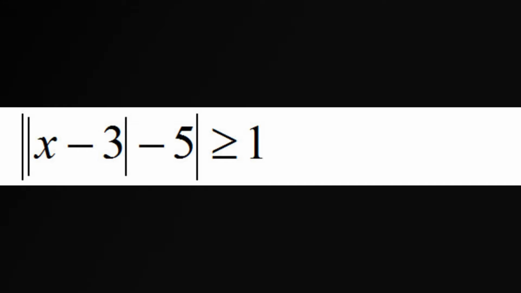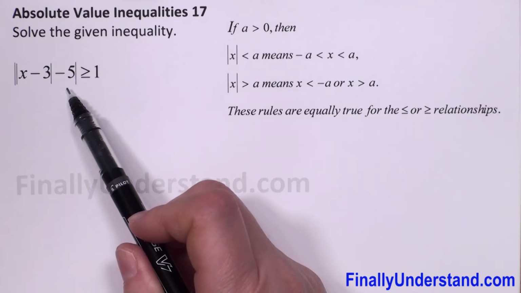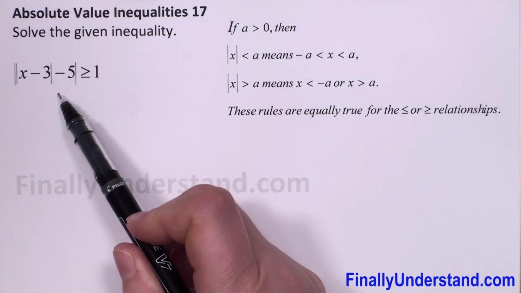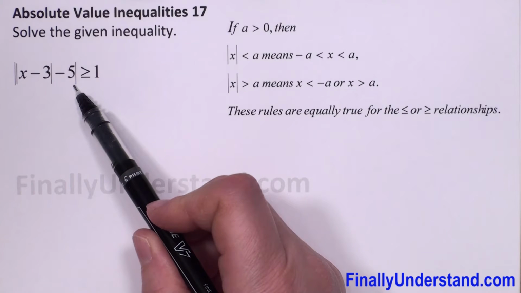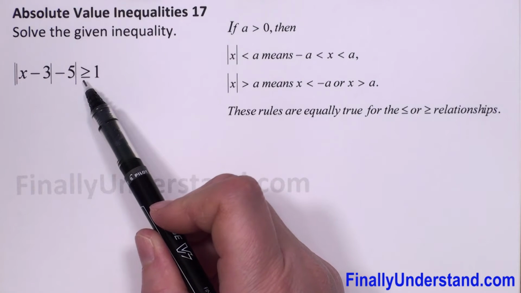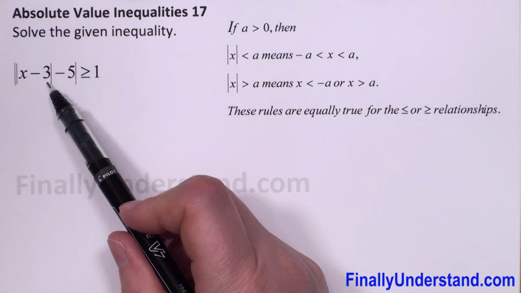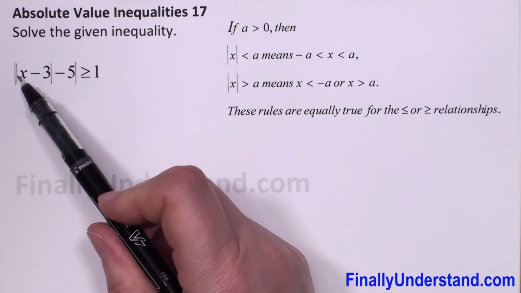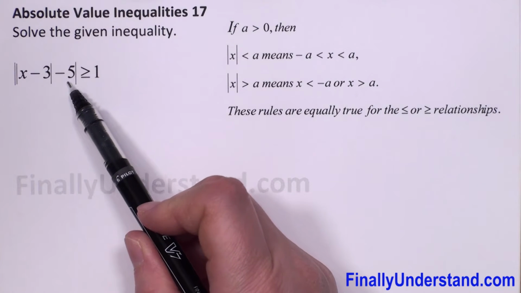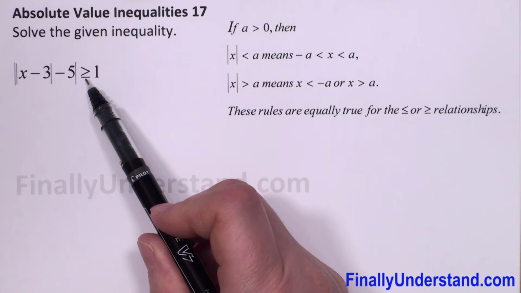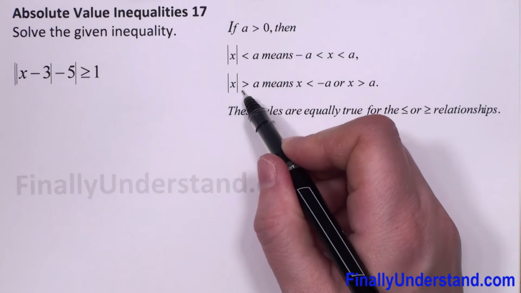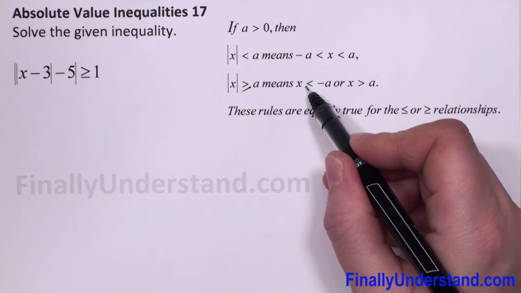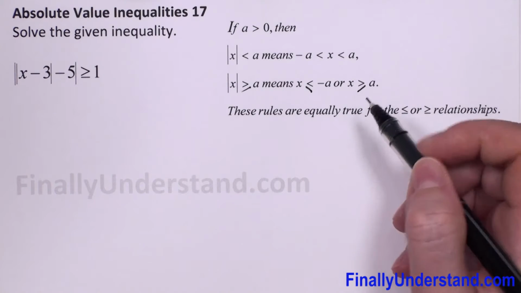Let's see our example. We have double absolute values. So first we have to start from the absolute value which is outside. So we have the absolute value of x minus 3 minus 5 inside this absolute value, and we have the sign greater than or equal. It means we have to use the second rule. We have to only add the equals sign.